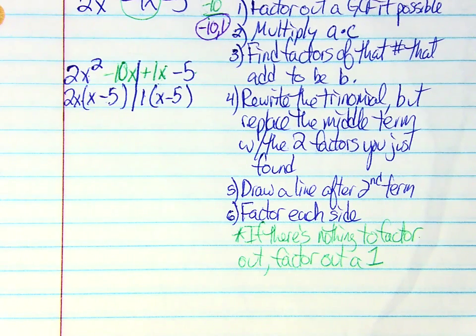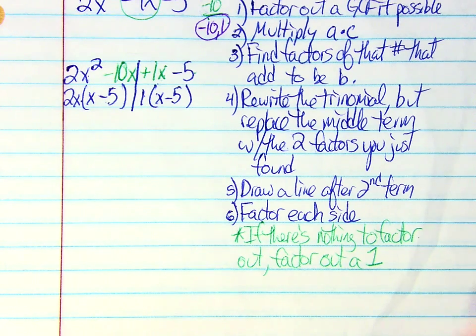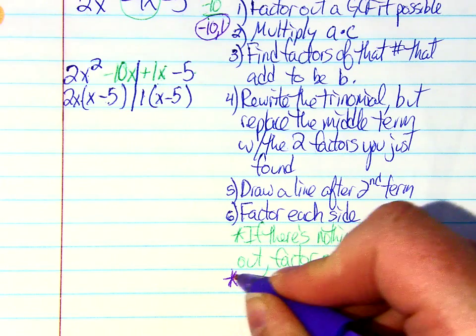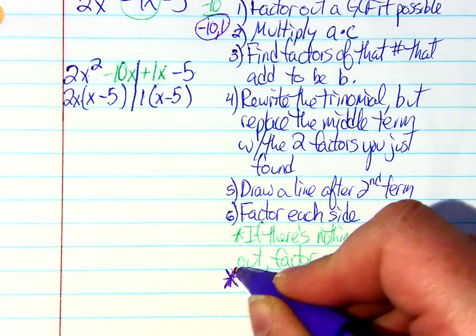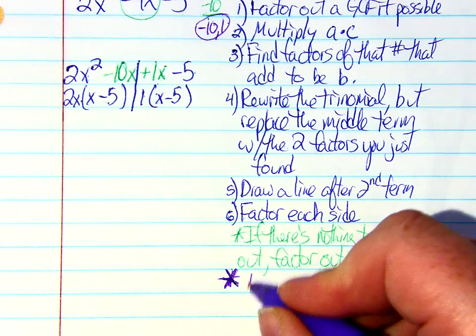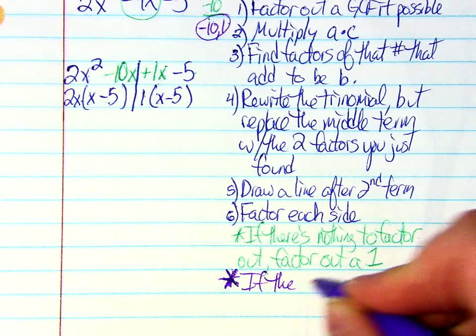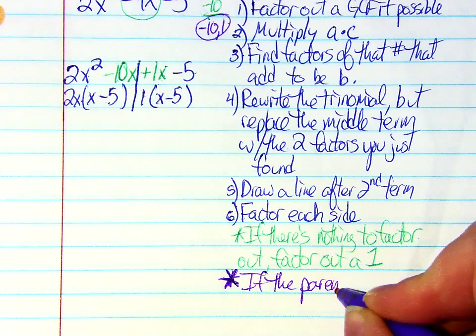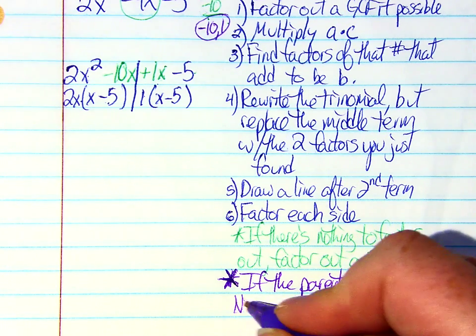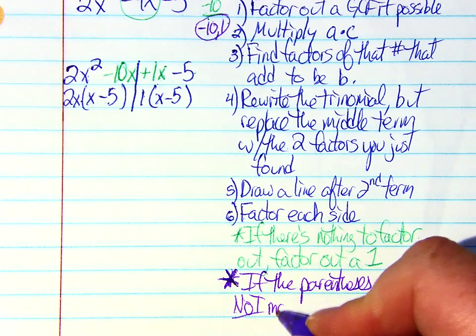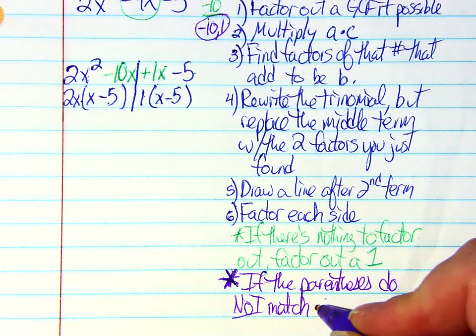All right, guys. So there's that line to factor out. Take out a 1. The next important thing. Guys, this one's super important. So big star. This is the self-check. If the parentheses do not match, stop. Something's wrong.